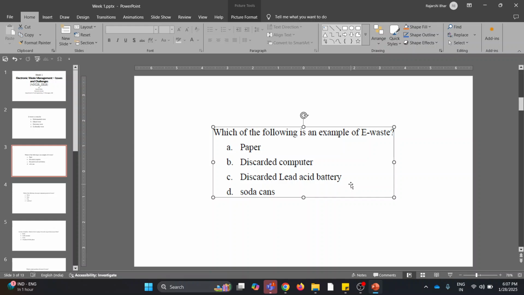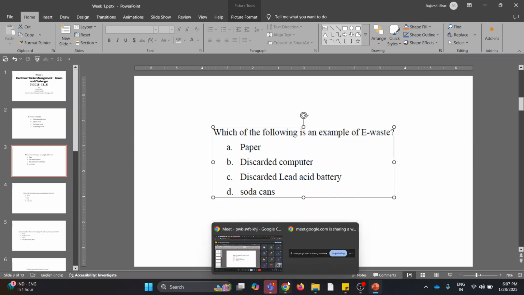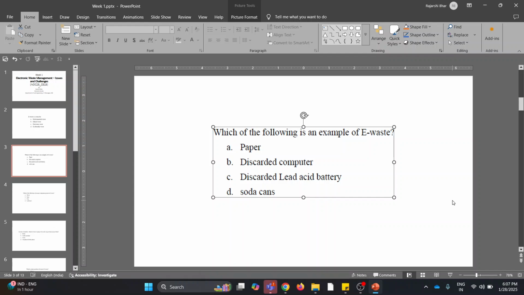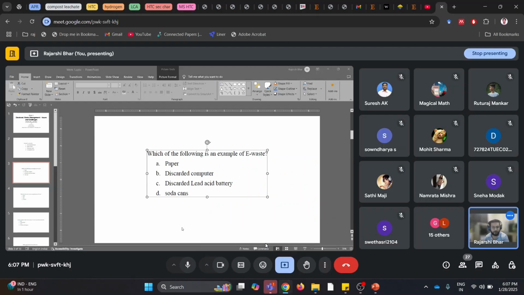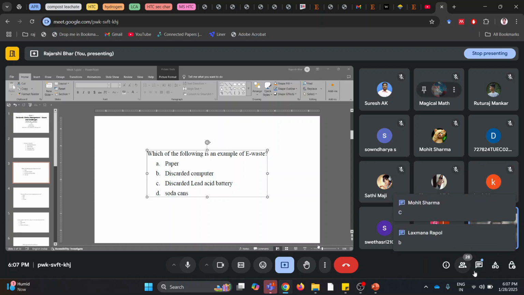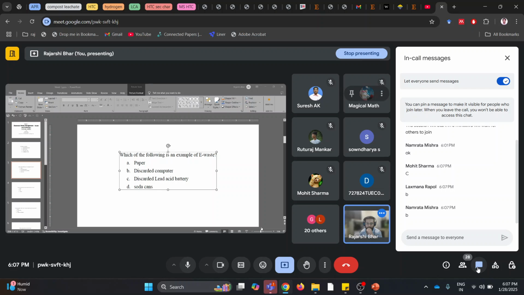You can have around 30 seconds, 1 minute to think about it. You are free to use Google or whatever other sources you have, and you can put your answer in the chat box, or you can also unmute yourself. So out of these four, which is e-waste? Nice. So those are the most common options that we will see, that most of us will either go for discarded computer or discarded lead acid battery. That is why B and C are the options that will confuse you.